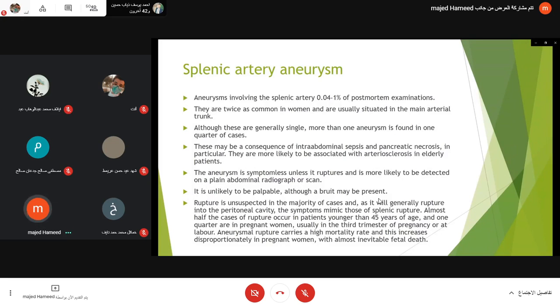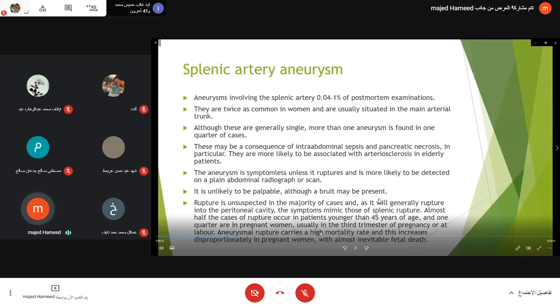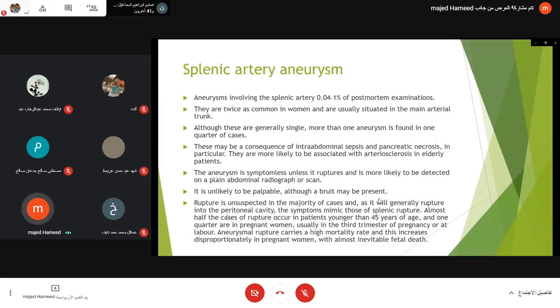In particular, they are more likely to be associated with arteriosclerosis in elderly patients. The aneurysm is symptomless unless it ruptures and is more likely to be detected on a plain abdominal radiograph or scan. It is unusual to be palpable, although a fluid may be present. Rupture is unsuspected in the majority of cases, as it will generally rupture into the peritoneal cavity. The symptoms mimic those of splenic rupture.